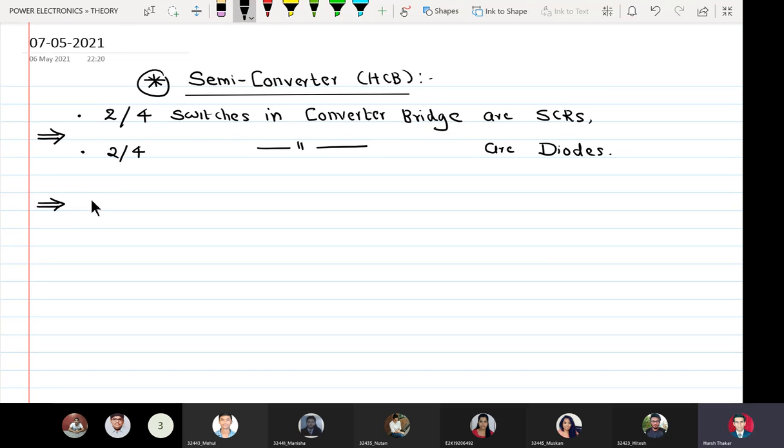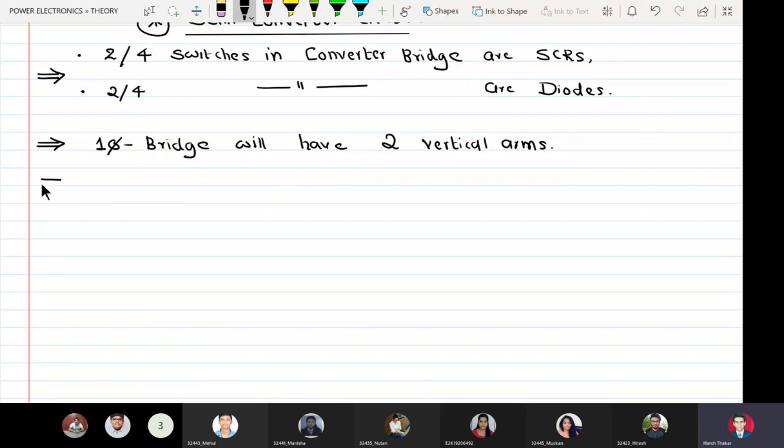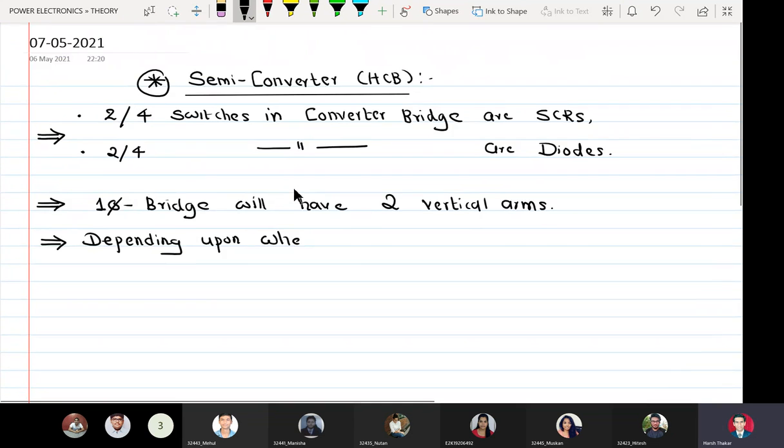Now we know that a single phase bridge will have 2 vertical arms. So now we come to the classification of semi-converters, right? So we say, depending upon, this is the criteria based on which we are going to classify semi-converters.